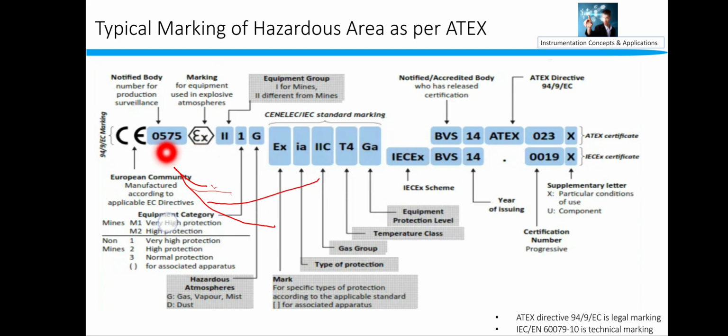Yeah, this is number 0575, the notified body number for production surveillance. After that, this EX is mentioned. This is the equipment marking used for material to be used in an explosive atmosphere. After that, you can see some Roman numeral 2, 1 and G. What is the meaning of all this?